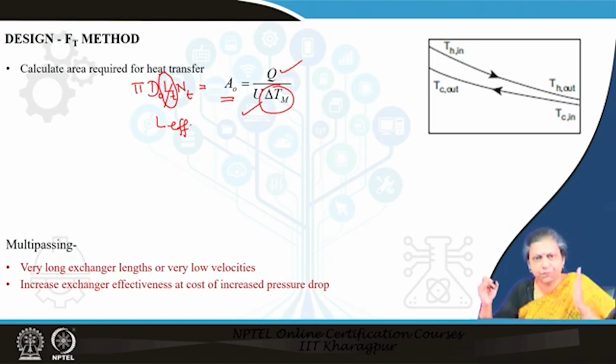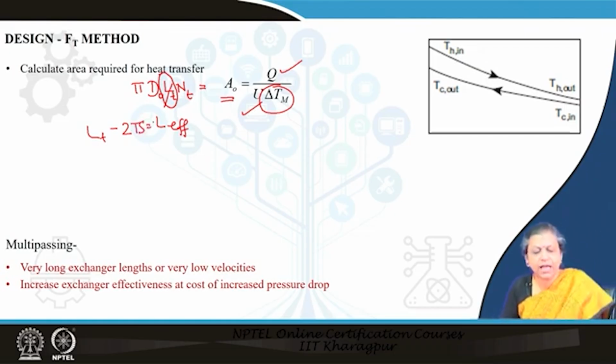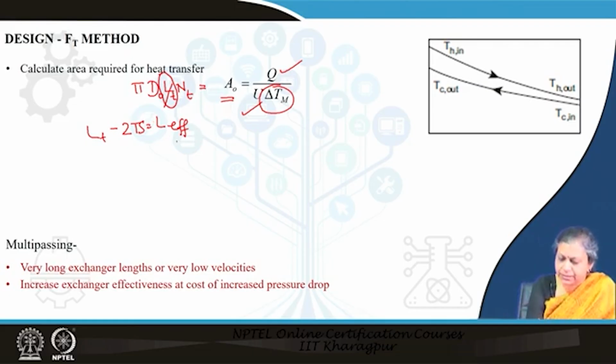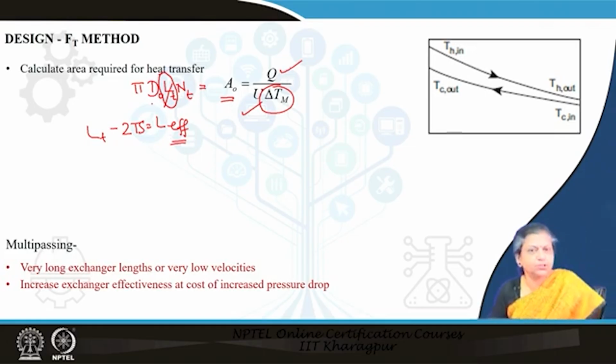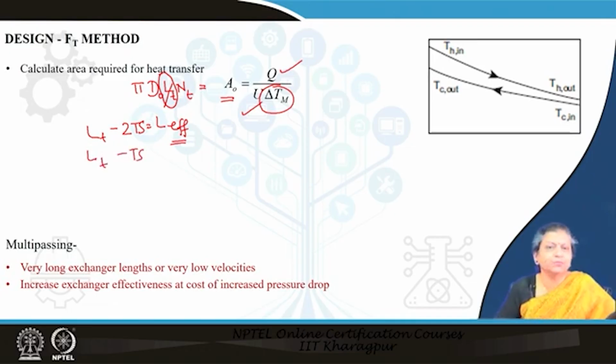So, therefore, if it is a fixed or a floating head type, naturally from this total length, we will be subtracting the thickness of the two tube sheets, and we are going to get the L effective, which is the length that we get from this particular expression. If it is a U tube exchanger, there is one tube sheet. So, therefore, it is going to be LT minus TS in that particular case.